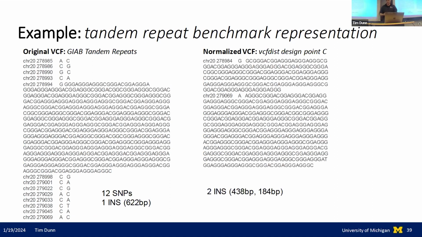And here's an example where the initial representation used 12 SNPs and one very large insertion to represent some variation. Whereas once we normalized it to design point C in the middle, which is more typical, we found that this set of changes is actually exactly equivalent to these two insertions, which is very interesting and not something that you can really notice very easily just by inspection.